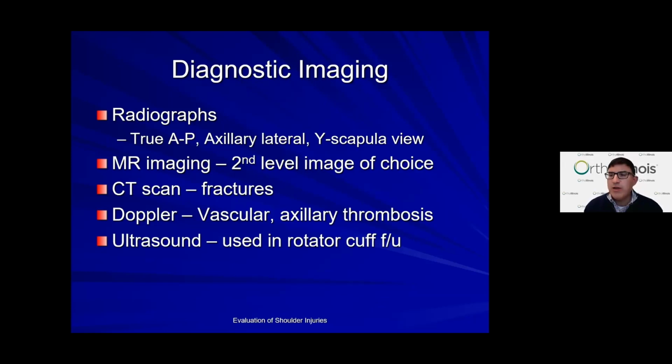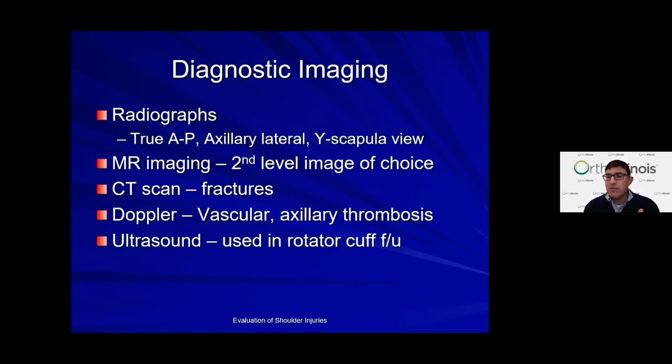So we talked a little bit about history. We talked about physical examination. And I want to talk about diagnostic imaging. Radiographs I will obtain in every patient that I see with shoulder pain. A true AP is an X-ray that's done at a little bit of an angle to the chest. And that gives us a true view of the shoulder socket.